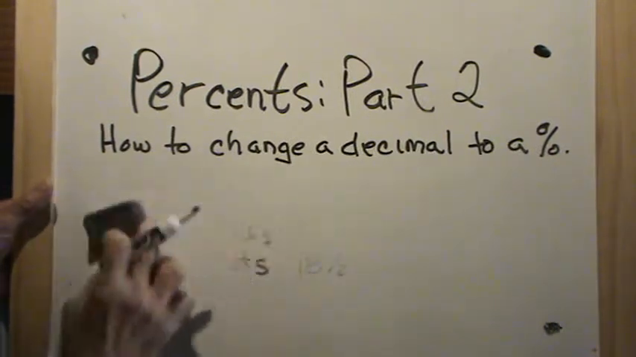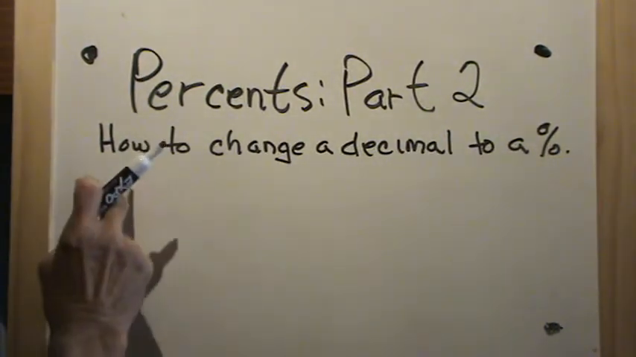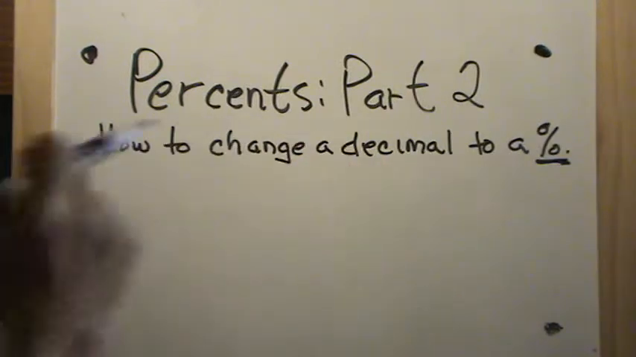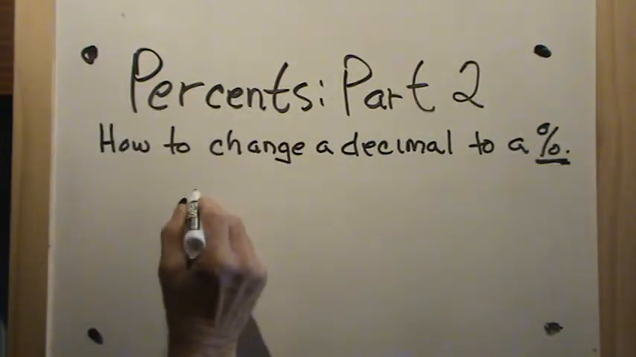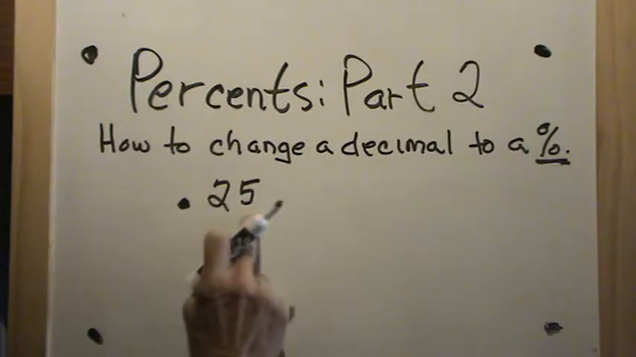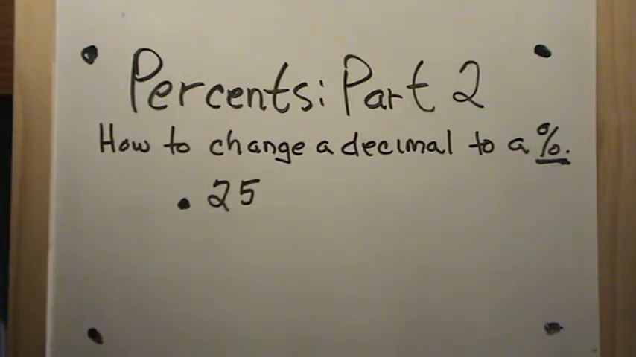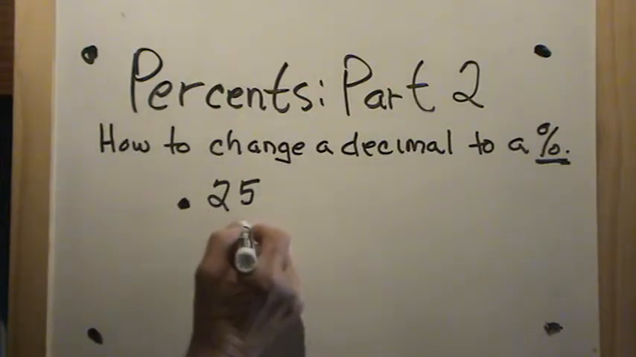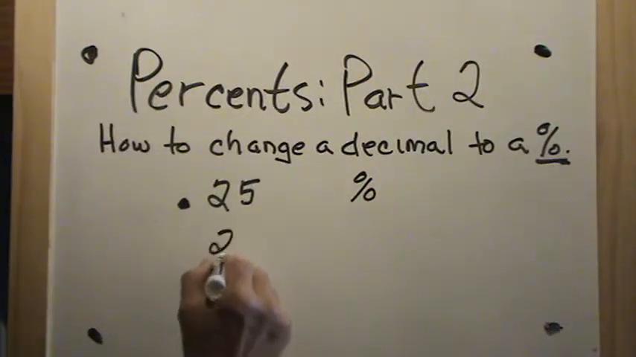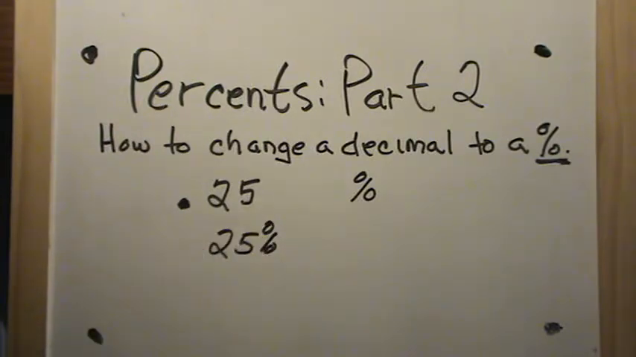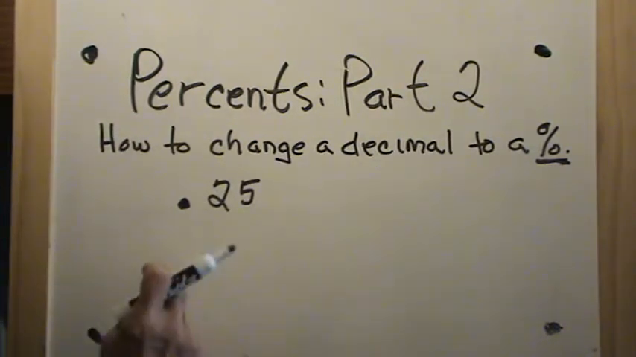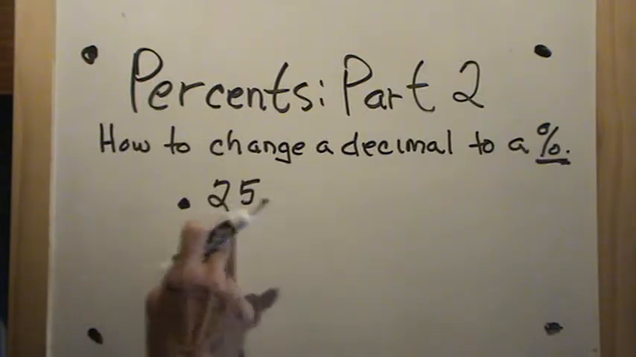Good. Now, today's skill is we're going to learn how to change a decimal to a percent. Let's take this decimal, .25, 25/100ths. Well, we know if this is 25/100ths and if the percent sign means denominator 100, then this would be 25%.